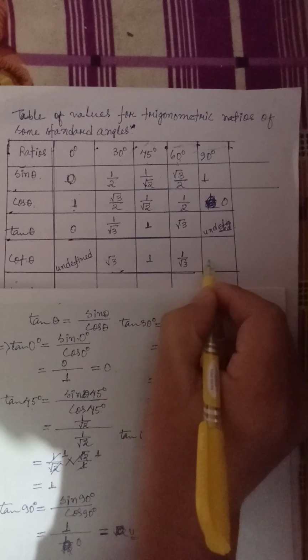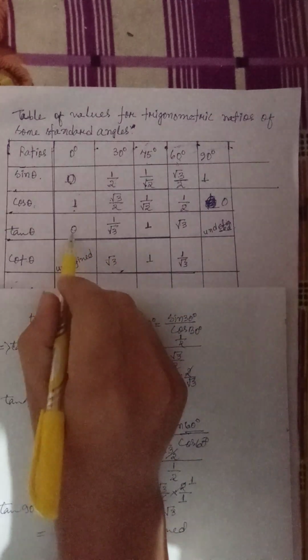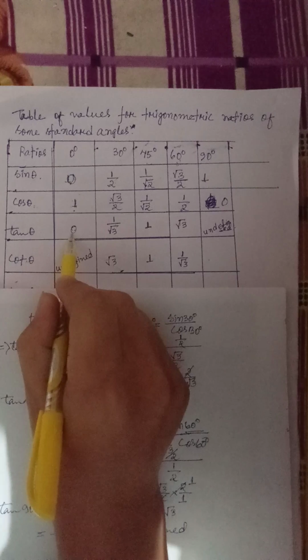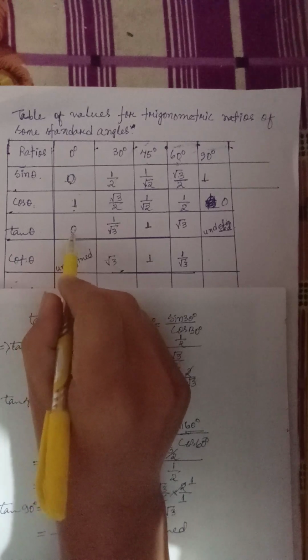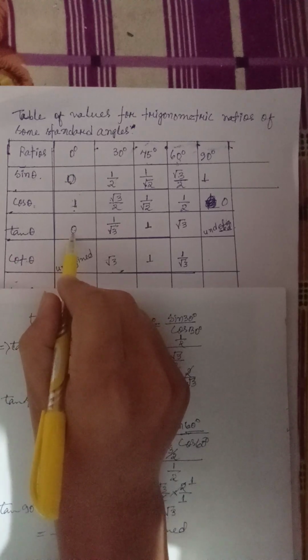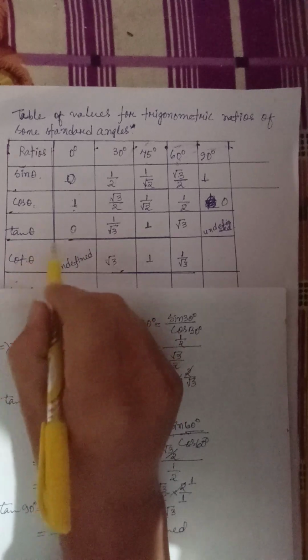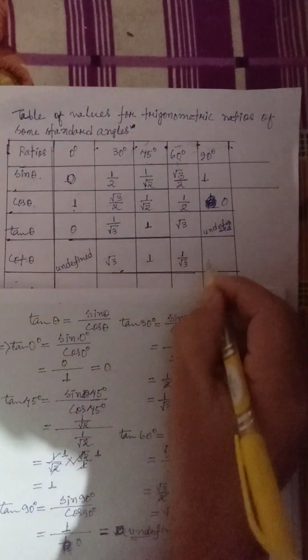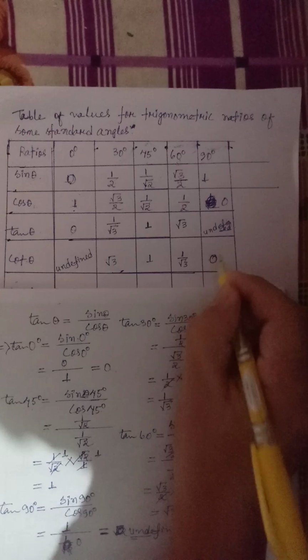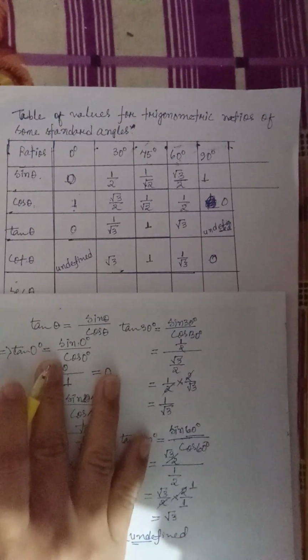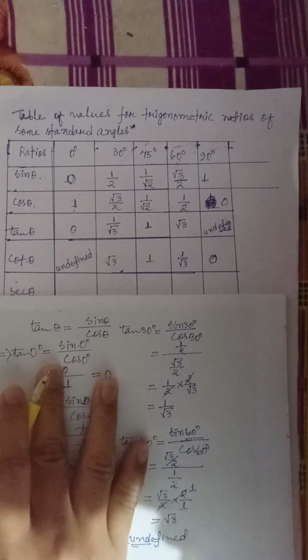In case of cot 90 degree, what is the first value that we have in tan? It is tan 0 degree. Tan 0 degree is 0, right? So this will be the value in case of cot 90 degree. Thus we got all the cot values in this, right?